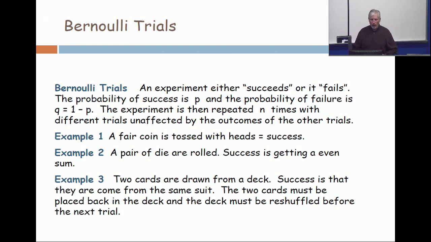So Bernoulli trials, you're going to repeat an experiment. You're either going to get success or failure, but very important that the trials are independent. A fair coin is tossed, a pair of dice are rolled, and this is actually a pretty good example. A pair of dice is rolled, and it's success if you get an even total. Are you more likely to have a success or a failure?